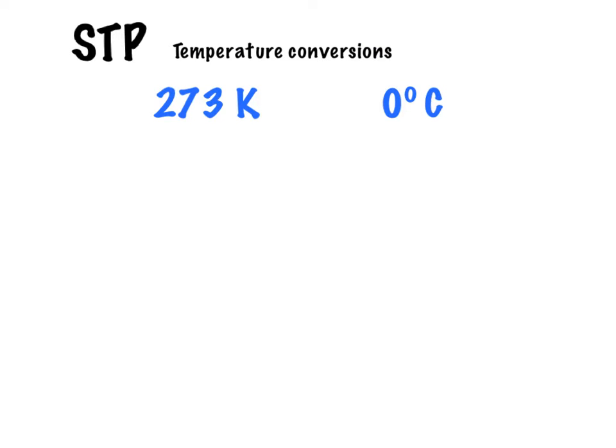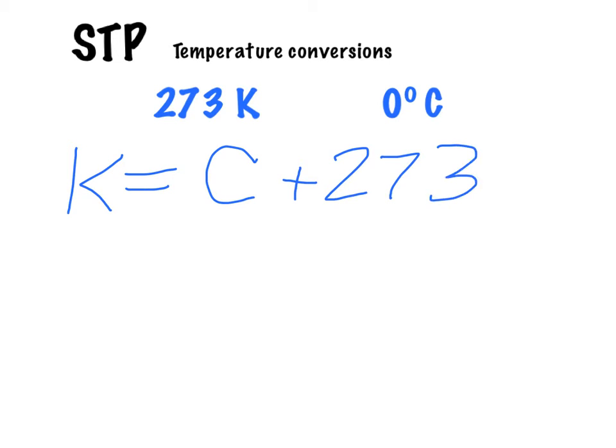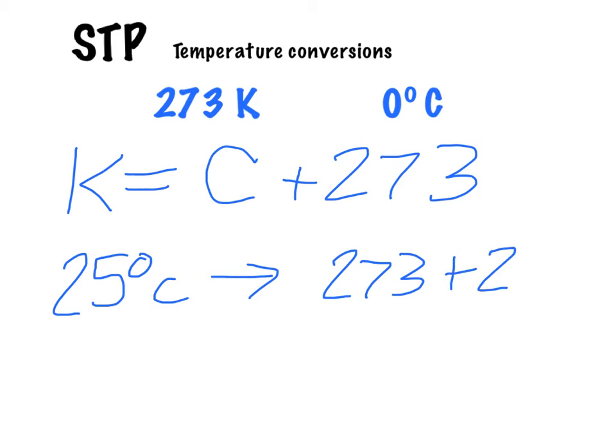So STP temperatures can either be 273 Kelvin or 0 Celsius. If you're doing math in your problem and the temperature is given to you in Celsius, you would have to convert it to Kelvin. Here's an equation for converting Celsius and Kelvin. Kelvin is equal to Celsius plus 273. So if you were given 25 Celsius, you would convert that to Kelvin by taking 273 plus 25, and you would get 298 Kelvin.